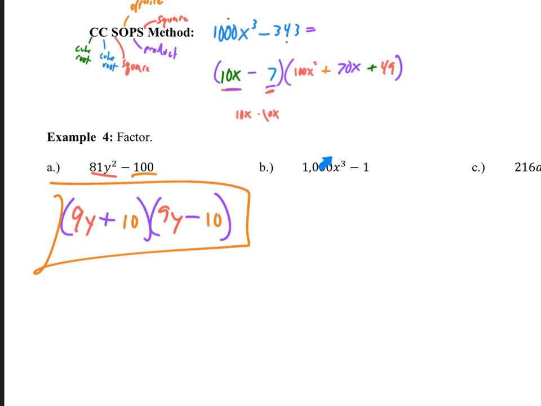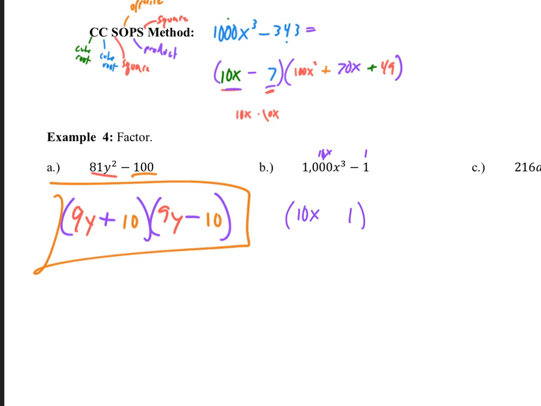Okay, 2 terms. Not going to do the AC method. Nothing in common. I see a perfect cube here. I see a perfect cube here. 1 is a perfect cube. Right? 1 times 1 times 1. So I'm going to do my CC-SOPs. CC means cube root. So in my first small set of parentheses, I'm going to cube root 1000x cubed, which is 10x. I'm going to cube root 1, which is 1.